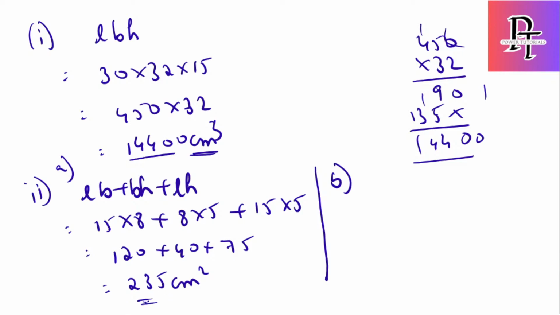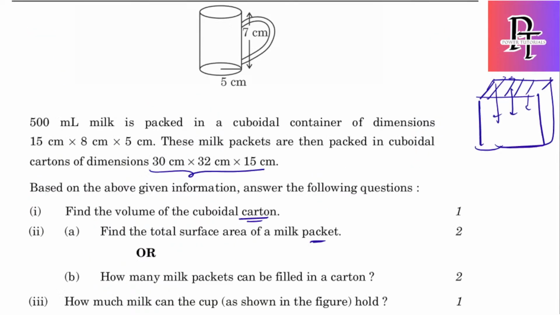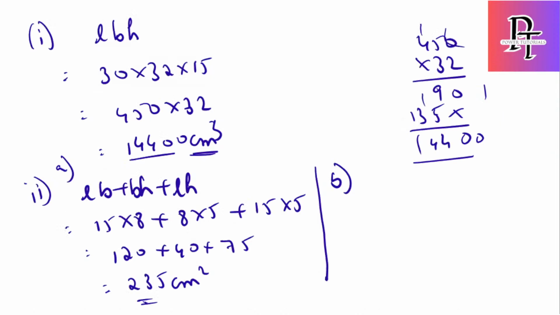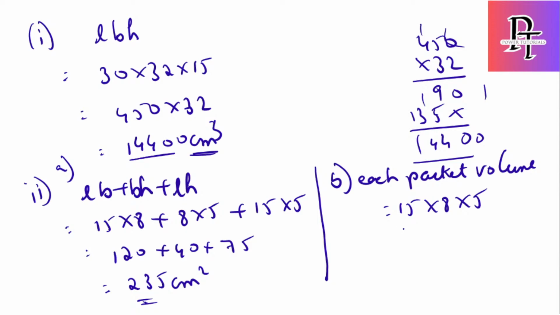Wait, it's not that. First we need to find the volume of each packet, which is 15 into 8 into 5. Each packet volume is equal to 15 into 8 into 5. Let's keep it like this itself, and what they're asking is to find the x value, that is, how many packets are present in each carton.